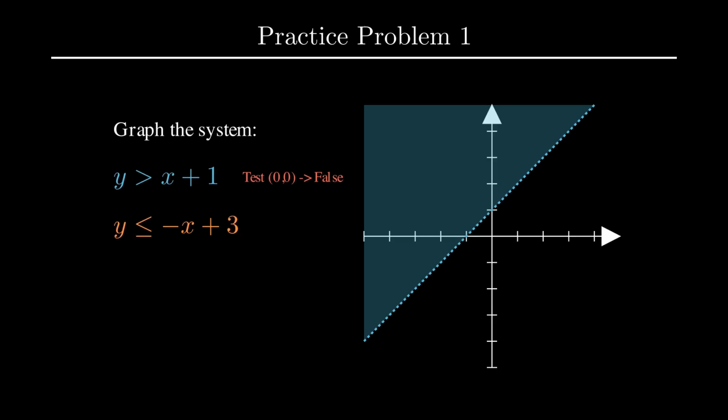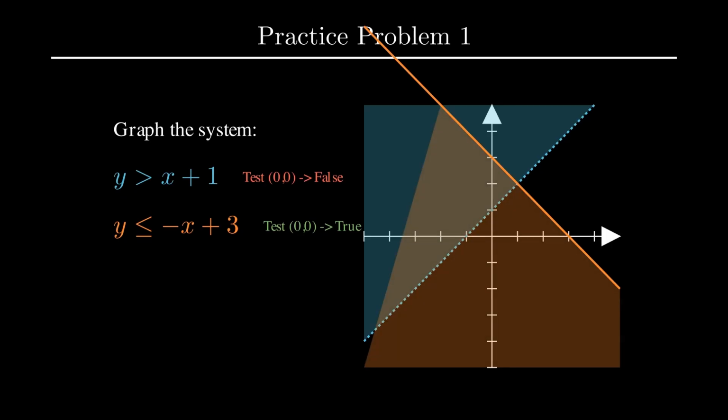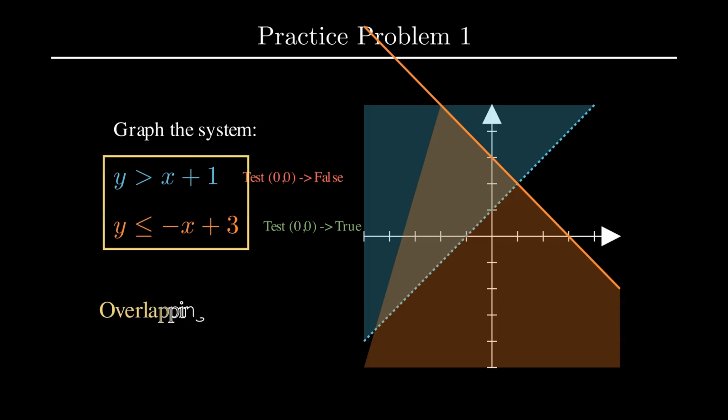For our second inequality, we graph a solid line starting at a y-intercept of 3 and a negative slope. Testing 0, 0 here gives us 0 is less than or equal to 3, which is true, so we shade the side containing the origin. Notice where the lines cross at the point 1, 2. Because one line is dashed and the other is solid, this exact corner point is technically excluded from the final solution.